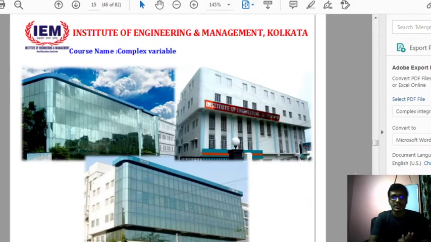In the previous lecture, I discussed what complex line integration is and how we can derive the complex line integration if a curve and an integral are given to us. In this lecture, I'll discuss the different theorems related to complex integration, and how, by using those theorems, we can evaluate the complex line integration.